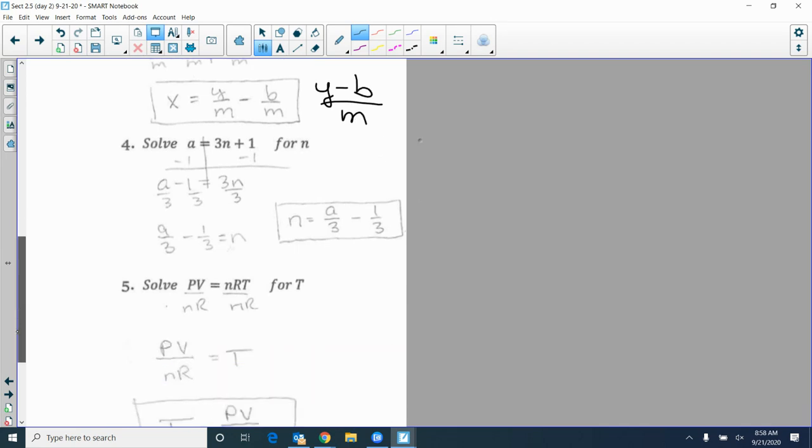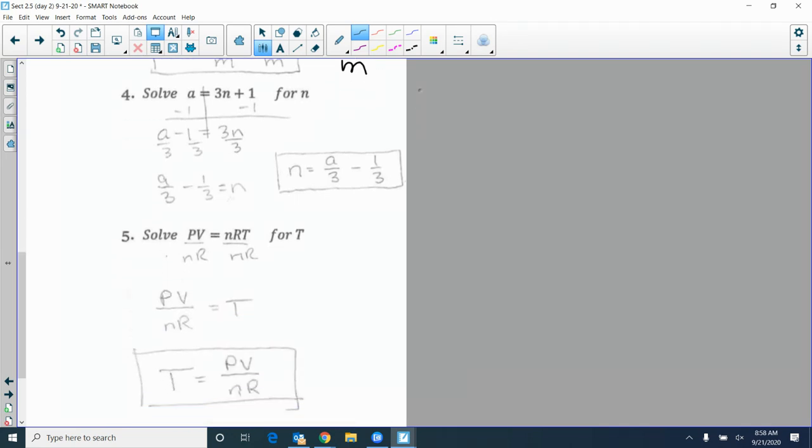And 5. Okay, you got 3 things multiplied. If I'm solving for t, I can divide by n and r at the same time. So it's going to be PV divided by NR, PV divided by NR. That'll be our answer. Okay, for that one. All right, now on the other side, we've actually done a few of these already.